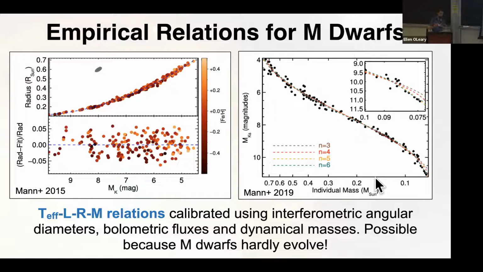You can do this because M-dwarfs barely evolve or don't evolve at all over very long timescales. This would not really be possible for more evolved sun-like stars. So these are calibrated with angular diameters, bolometric fluxes, dynamical masses, and are very powerful. So this is the go-to method if you have an M-dwarf and want to characterize it. But one thing to keep in mind is, of course, that these relations are only as good as the sets that have been used to calibrate them.